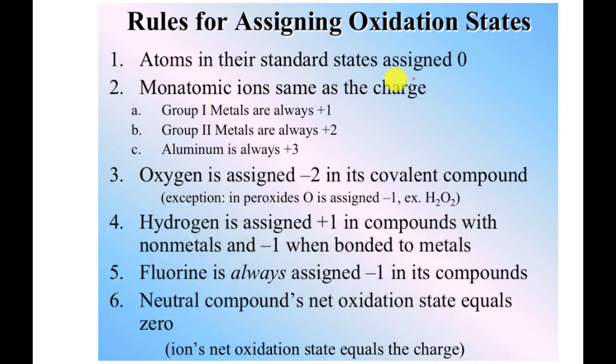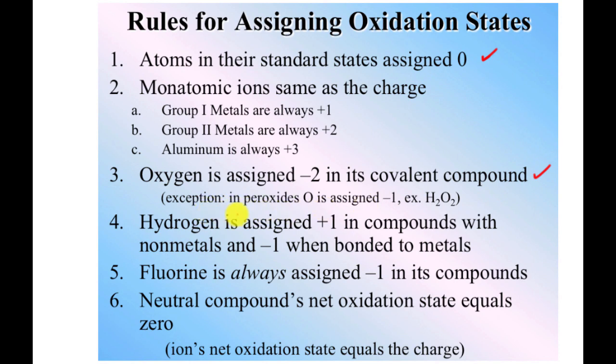All right, so atoms in their standard state, 0. Okay, so anything that's in its elemental state, 0 charge. Monatomic ions, as I just said, they're going to have the same charge. Oxygen is always assigned a -2 in its covalent compounds. So if we have oxygen, you're almost always going to be using a -2.